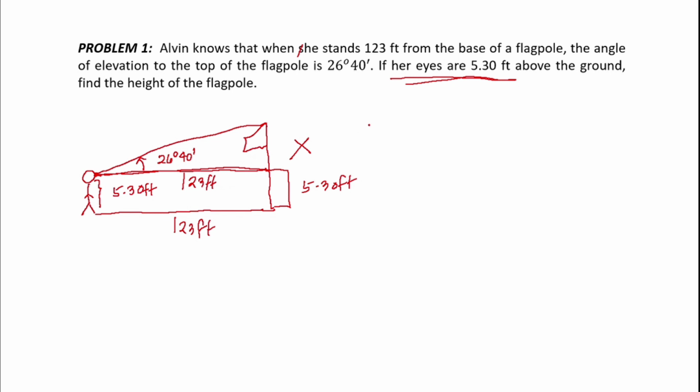So for this, the given information is the angle, the opposite, and the adjacent. Therefore, make use of tangent for x. Tangent of 26 degrees and 40 minutes is equal to the opposite, which is x, over 123 feet. So our x is equal to 123 feet times tangent of 26 degrees and 40 minutes.